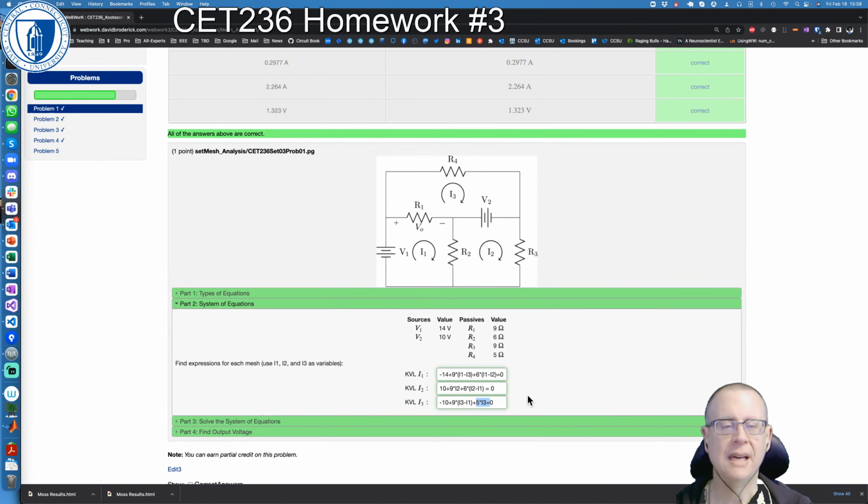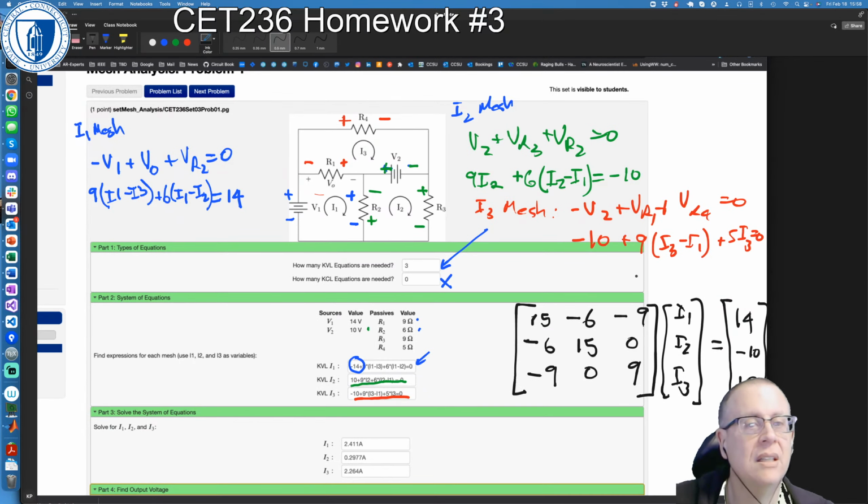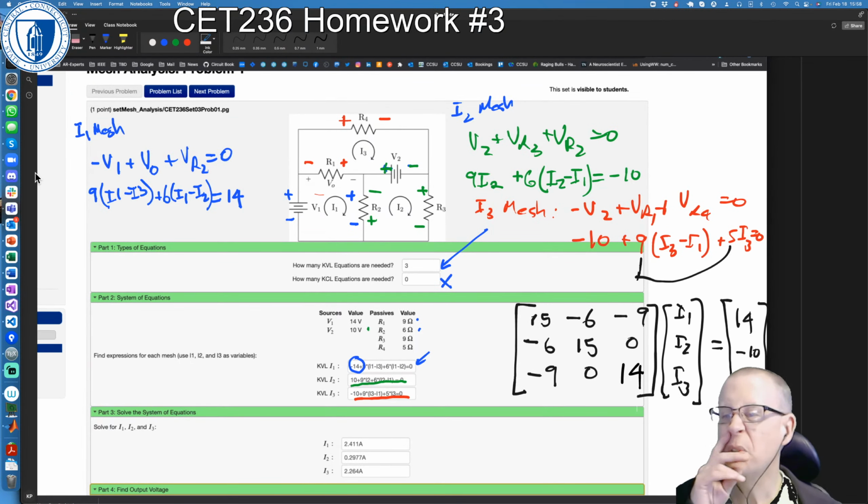Aha! Look at that. What did I do wrong? I got a 9 there. I didn't add that 9 and that 5, right? So that's my problem. So we do that, and that's going to be a 14 in there, right? 9 plus 5 is 14 I3.